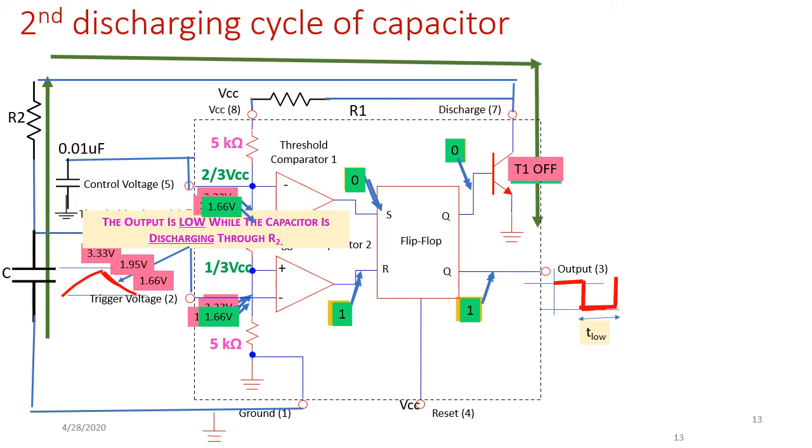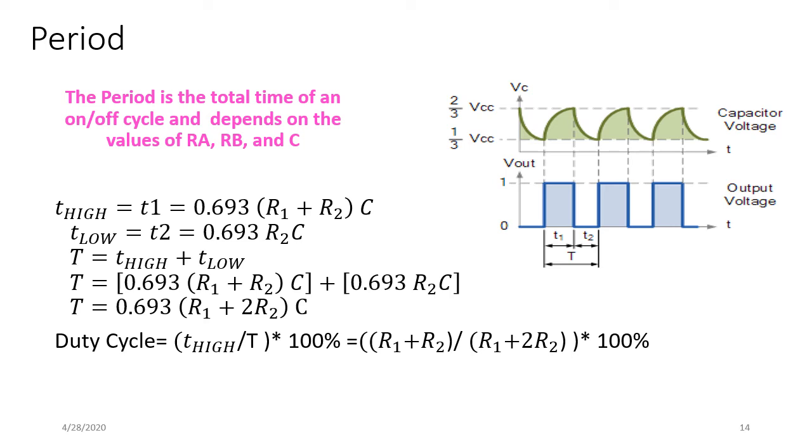The time in which the capacitor will discharge, let's say it is T low, can be calculated by this formula: 0.693 R2 into C. In this way we can calculate the low time and high time, and we can calculate the total time period of the generated pulse. To calculate the period, we calculate the high time and the low time from these two formulas, in which you can see one uses R1 plus R2 times C, and the other uses R2 into C. So the total time period will be 0.693 times R1 plus 2R2 times C.